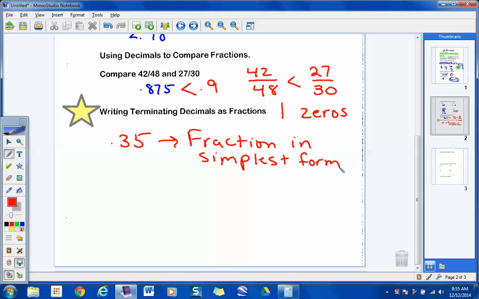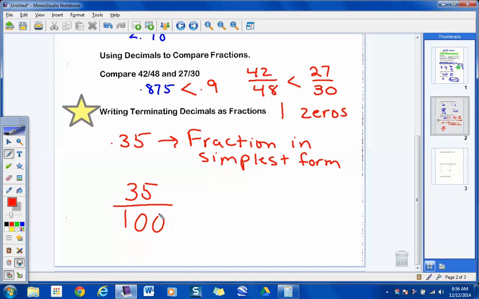So what you're going to do is take this value, get rid of your decimal point, and put 35 over 1 and then zeros. You're going to put a 1 down here. Now remember that question I asked: how many digits were after the decimal point up there? There were 2 digits, so I'm going to put 2 zeros after the 1.